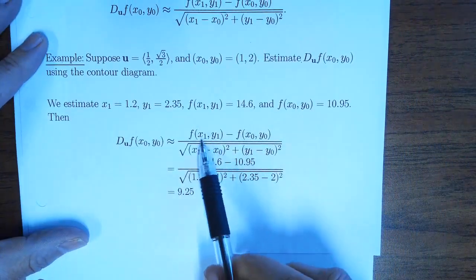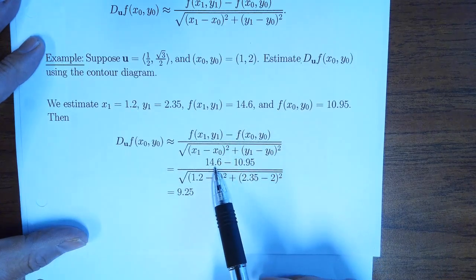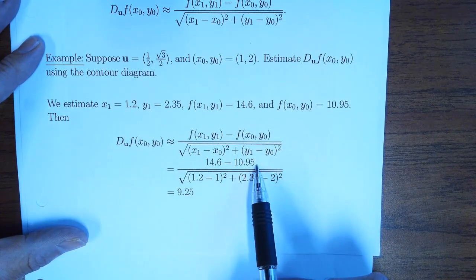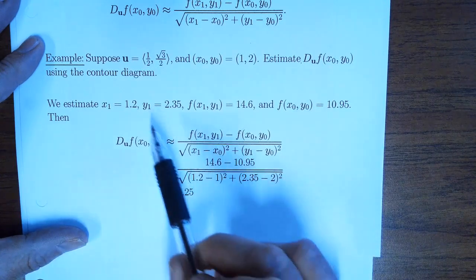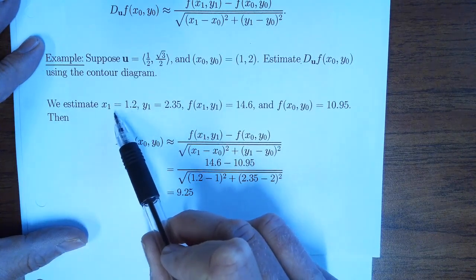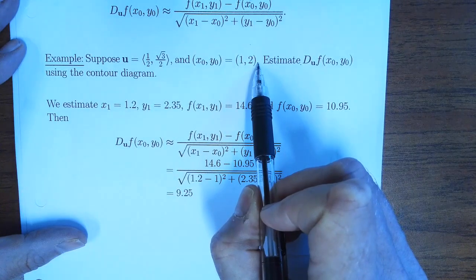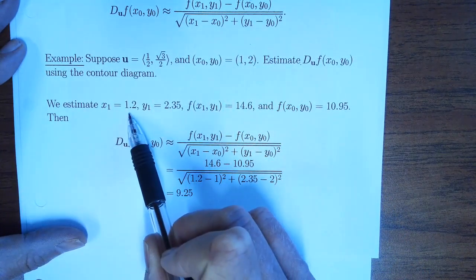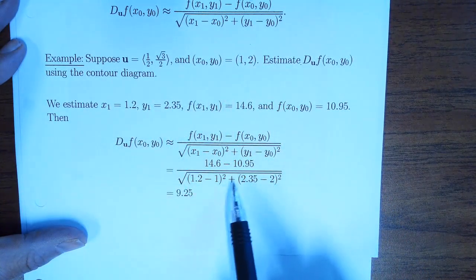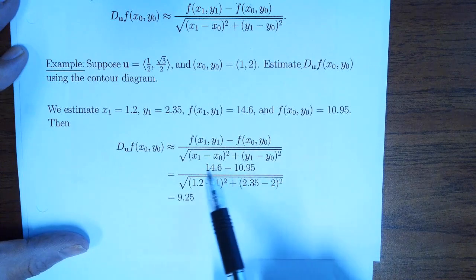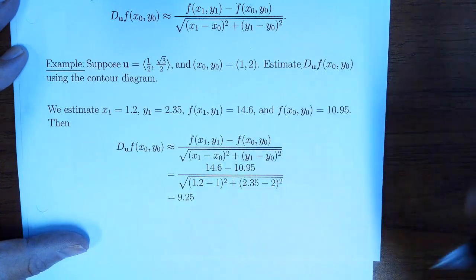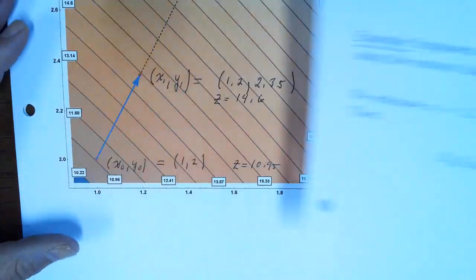So the change in z, that would be 14.6 minus 10.95. We read that off from the contour diagram. And we use the distance formula to find the distance from this point (1, 2) to (1.2, 2.35). So this is coming from the distance formula. It's more complicated than just a change in x or a change in y. And if we simplify this quantity, we get about 9.25.